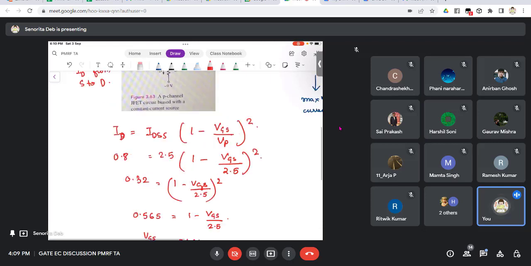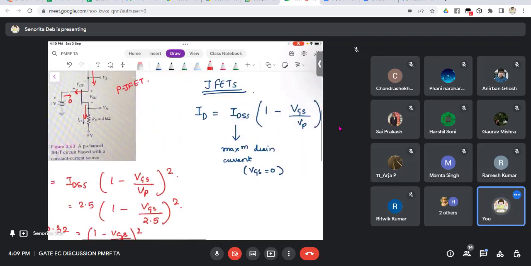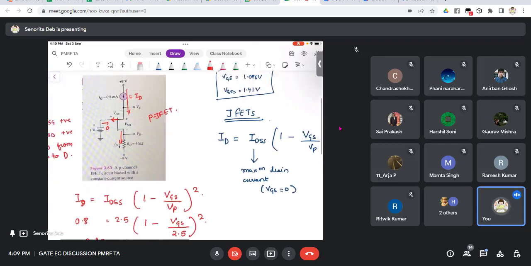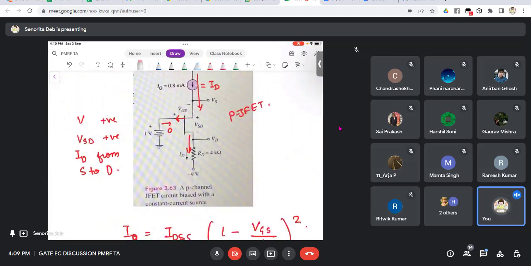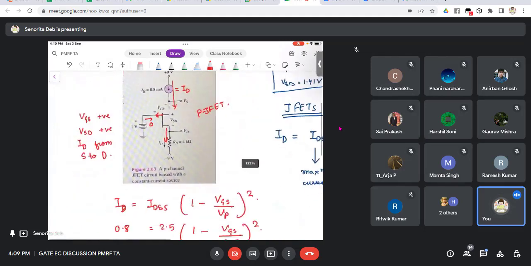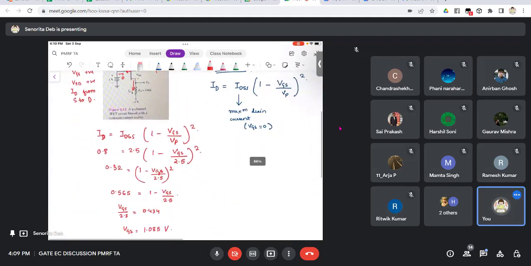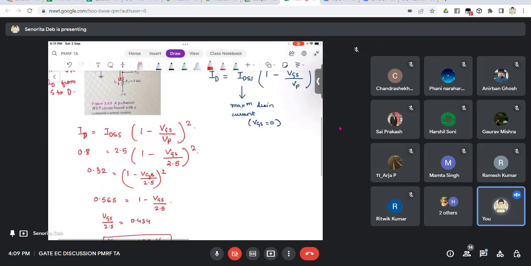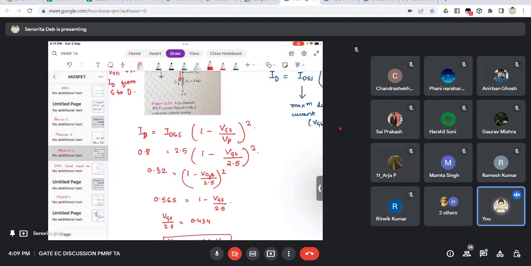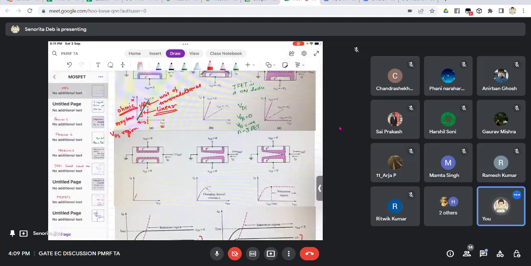Okay, so I can write here as mod VGS, or I can write VSG, whatever is there. One mistake is here, it should be VGS is positive, because this will turn off for negative voltages. So VGS is positive. If you remember the characteristics, I will show you once more. So this is what VGS will be, 1.085 volts.